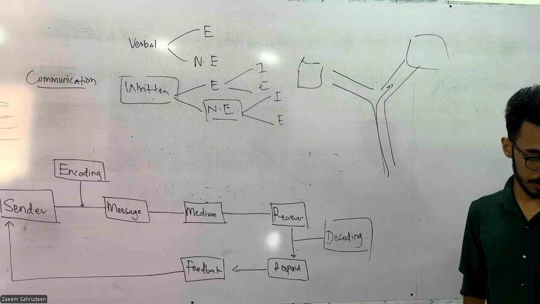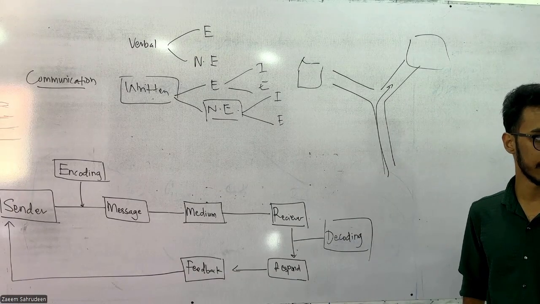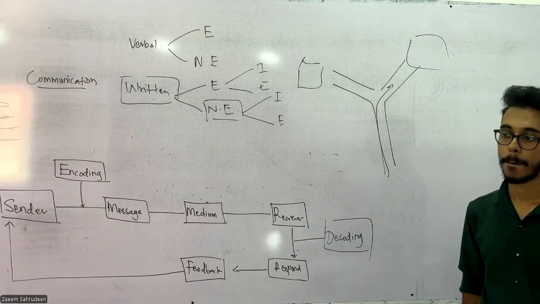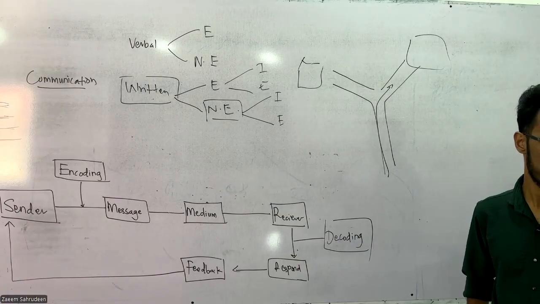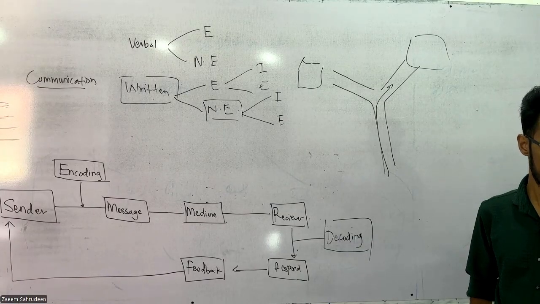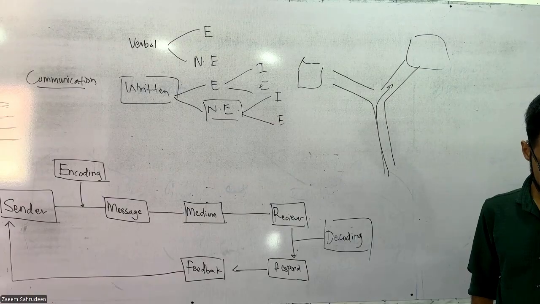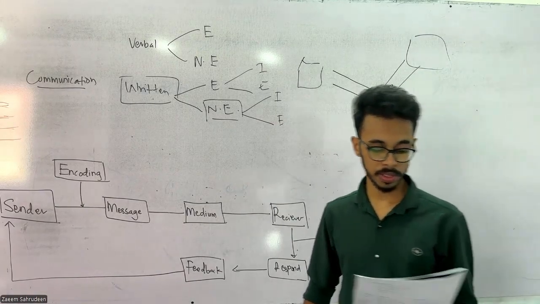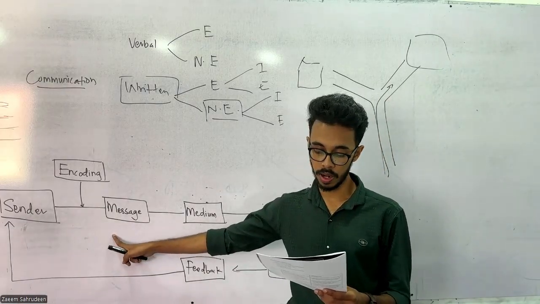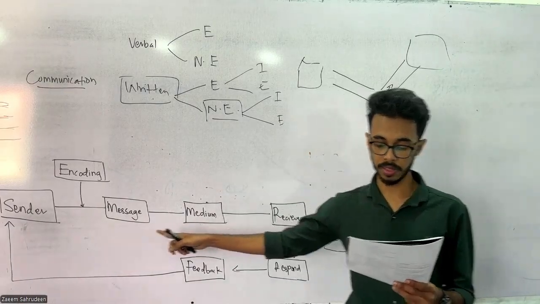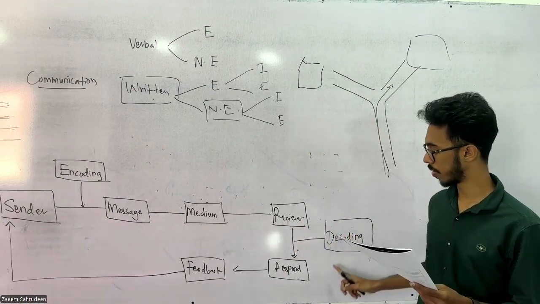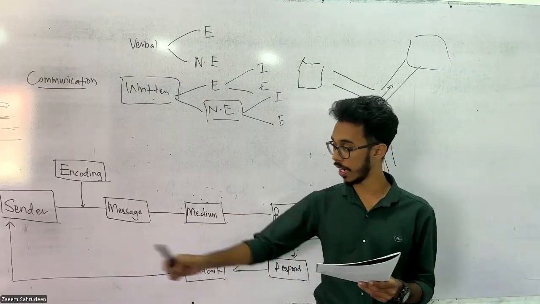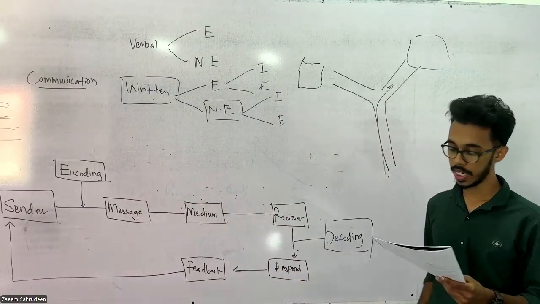Also, there are correctness and completeness. The process of converting an idea into a message is called encoding, and the process of understanding that idea by the receiver is called decoding. First is encoding, second is decoding.